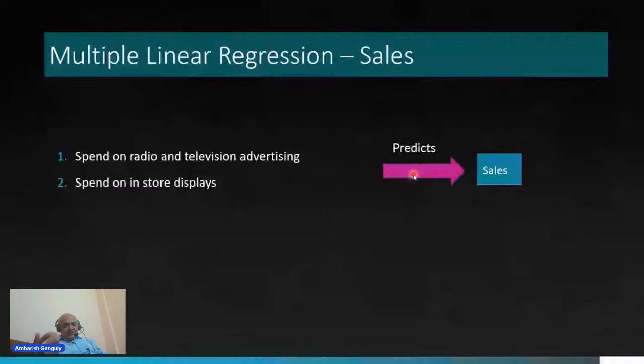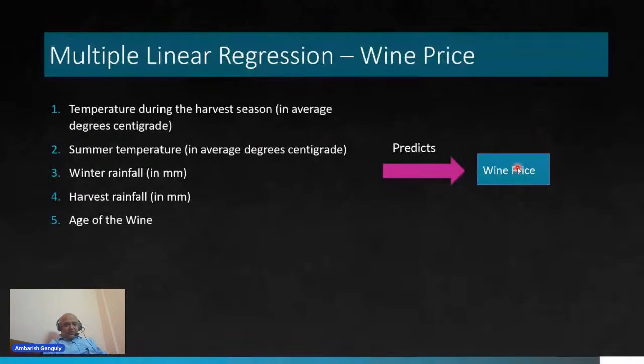Here is another, which is multiple linear regression. The sales are being predicted by the spend on radio and television advertising and the spend on store displays. So these variables are predicting the sales. Now for the wine price, the one I was talking about, these are the factors influencing it: the temperature during the harvest season, summer temperature, winter rainfall, harvest rainfall, and age of the wine. These are the various factors affecting the wine price.